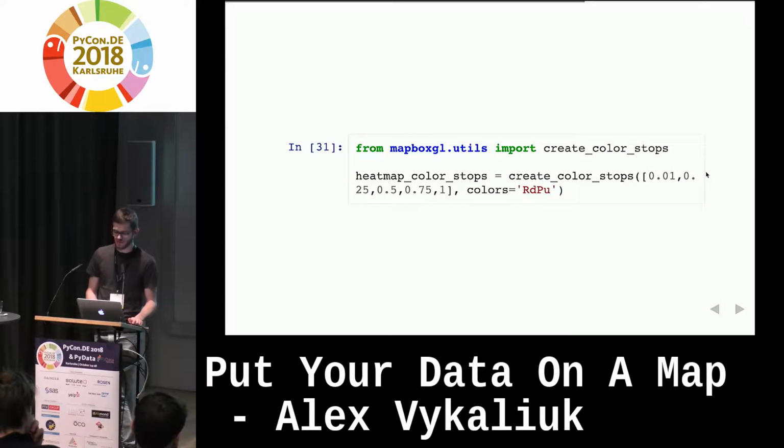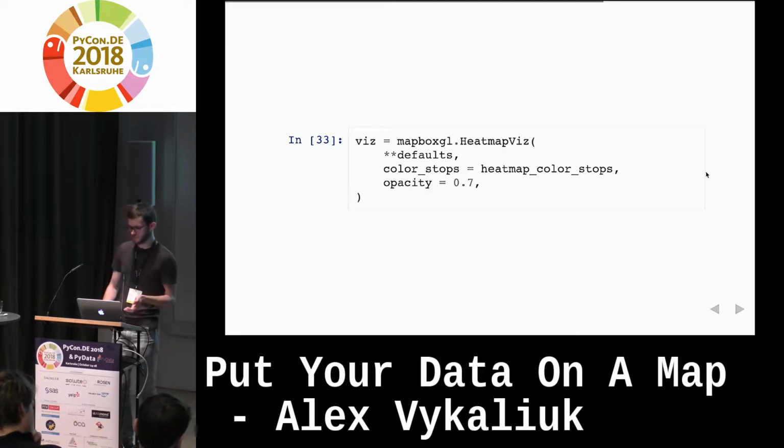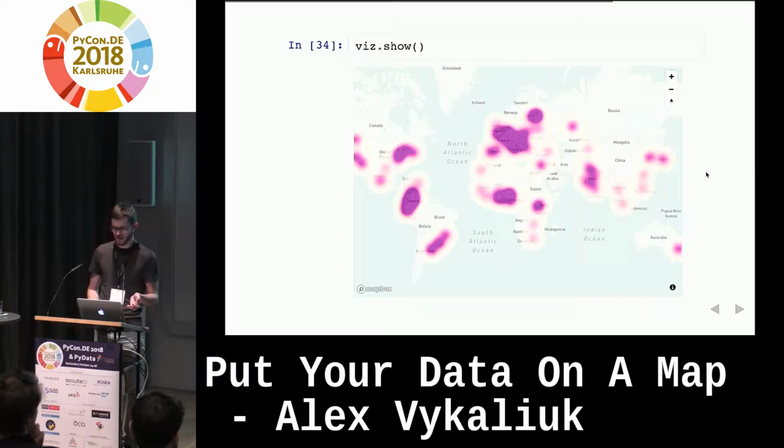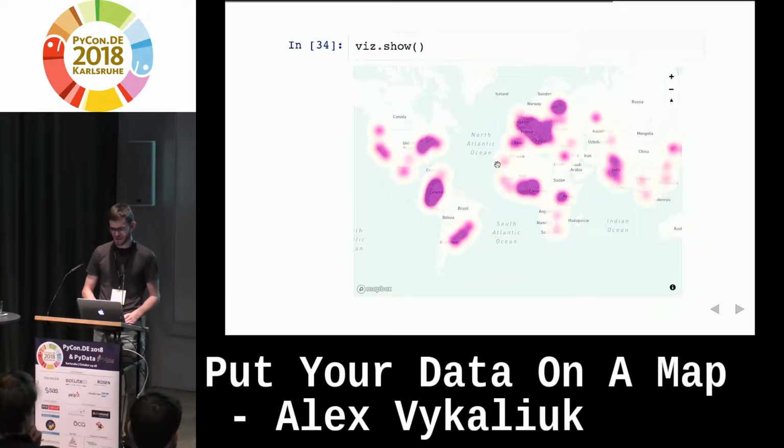So next I will show you how to deal with a lot of points. The first thing that we will use is a heat map. Right now we're creating color stops. Basically we say that for this amount of points we will paint it in this color, and we will give it all to the heat map visualization. And you can see all of those events, and you can see some clusters, for example, here in Europe or in South America.